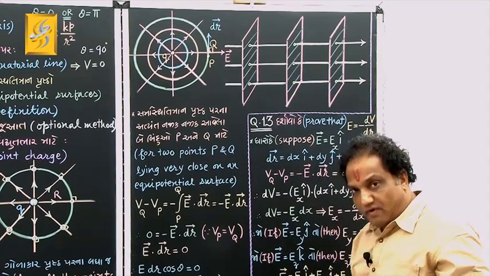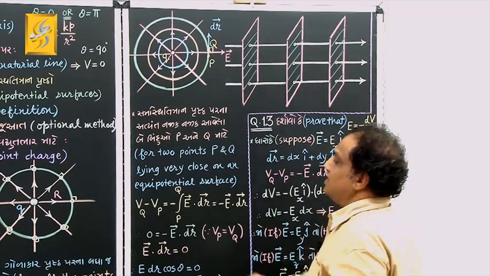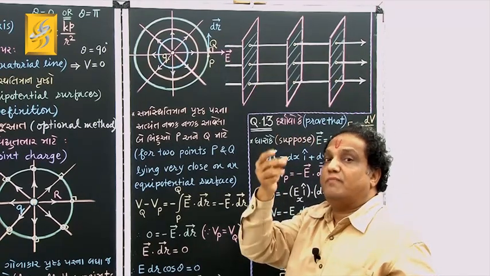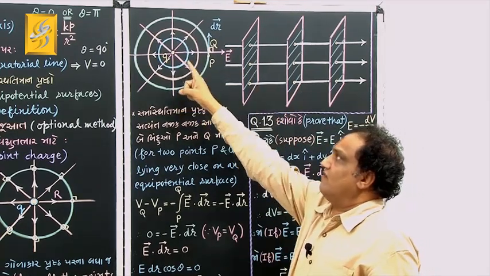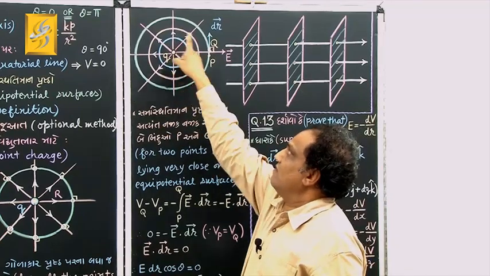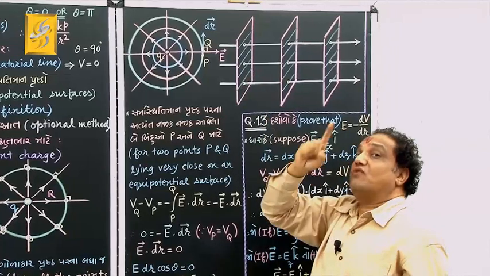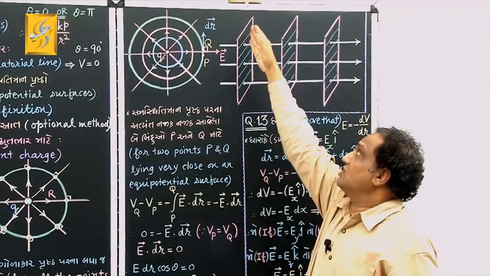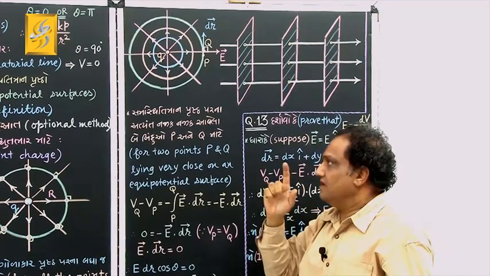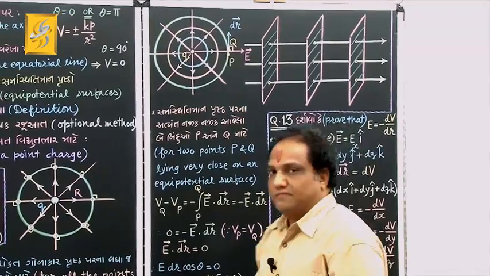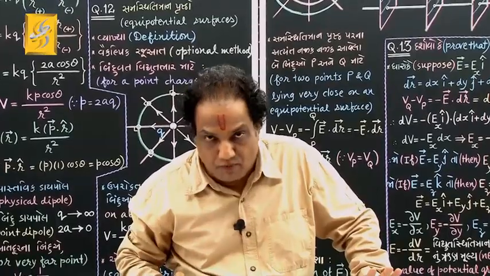And for such uniform electric field, these flat plane surfaces indicate equipotential surfaces. Okay. So in case of the electric field of a point charge, the shape of equipotential surfaces is spherical, and in case of the electric field which is uniform, the shape of equipotential surfaces is plane. Got it? Fine. Now here we have to understand one very important point. What is that important point? I am showing you.